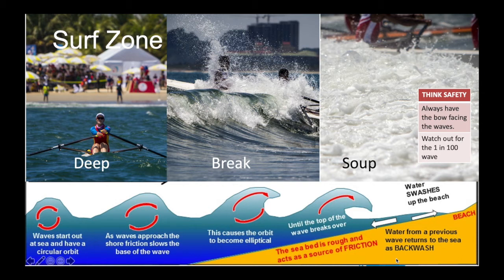And again, when your athletes are going through the surf zone, always have the bows facing the waves and watch out for the 1 in 100 waves, which is going to be bigger than the series of waves that you've had coming through.